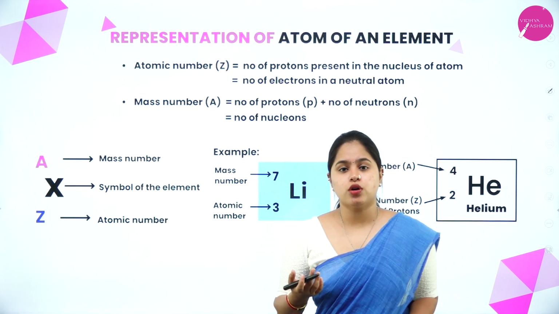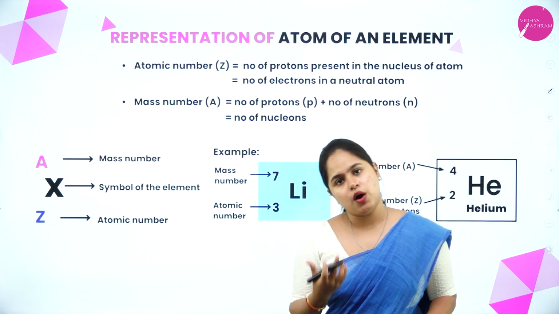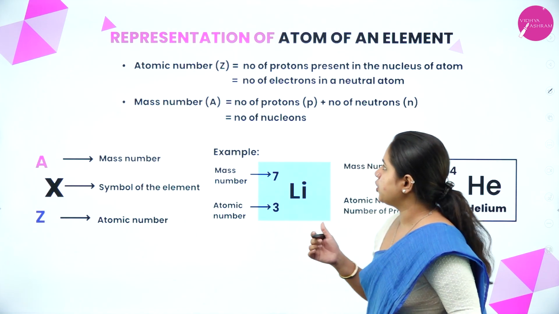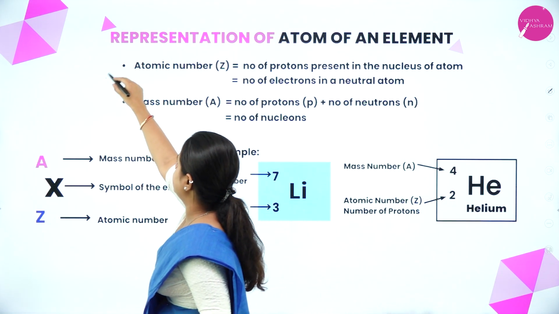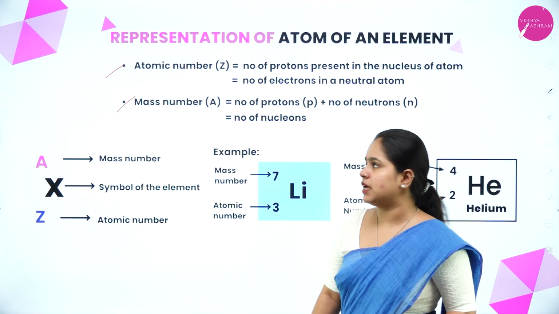So now let's move on to the next topic, that is representation of atom of an element. How you can represent an element, we are going to study now. Before that, you need to know these two terms, that is atomic number and mass number. So what is atomic number and mass number?